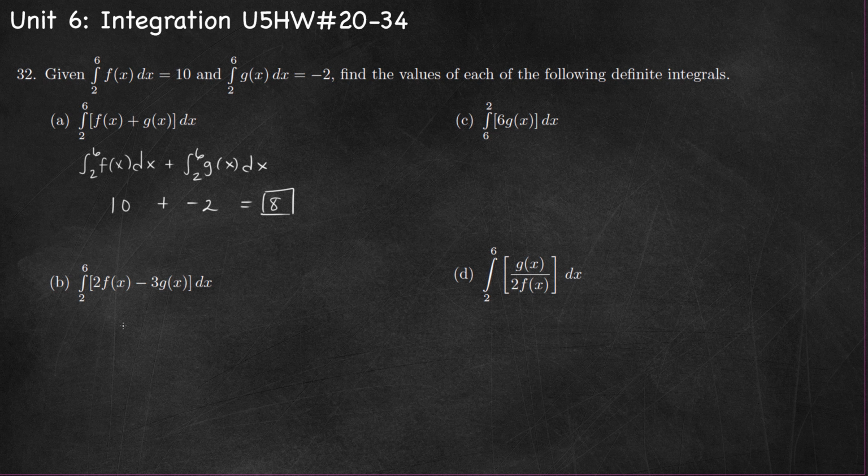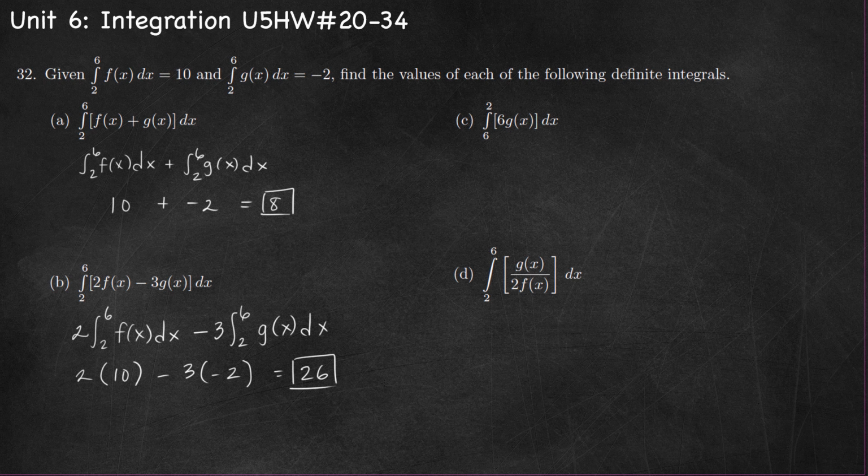Part B, the integral from 2 to 6 of 2f minus 3g. So using our properties, we can split this up and we can take our constant multiple outside of our integral. So it's 2 times the integral from 2 to 6 f of x dx minus 3 times the integral from 2 to 6 g of x dx. So 2 times 10 minus 3 times -2. 20 plus 6, or 26.